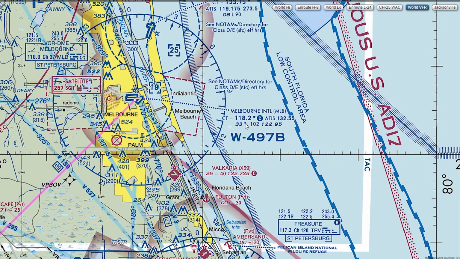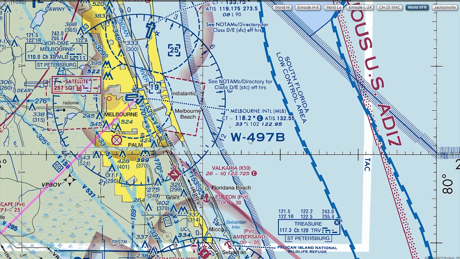And notice that the airport elevation is 33 feet and lighting is pilot controlled. 102 feet, that's not 102, that's actually 10,200. So 10,200 is the longest runway they have in Melbourne. They got some shorter ones there, but 10,200 is the longest one. And if you want to check what the other runway lengths are and what the numbers are, check your AFD, it'll tell you. And 122.95 is the FBO frequency.